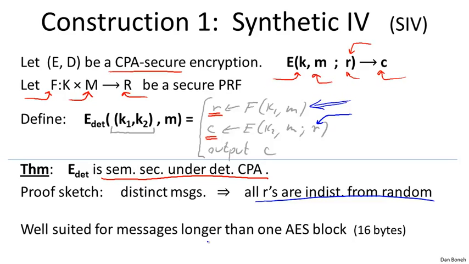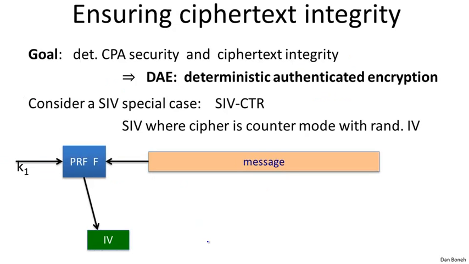In fact, for short messages, we're going to see a slightly different encryption scheme that's better suited for these short messages. Okay, now the really cool thing about SIV is that we get ciphertext integrity for free. In fact, we don't have to use a special MAC if we want to add integrity. In a sense, SIV already has a built-in integrity mechanism. And let me explain what I mean by that.